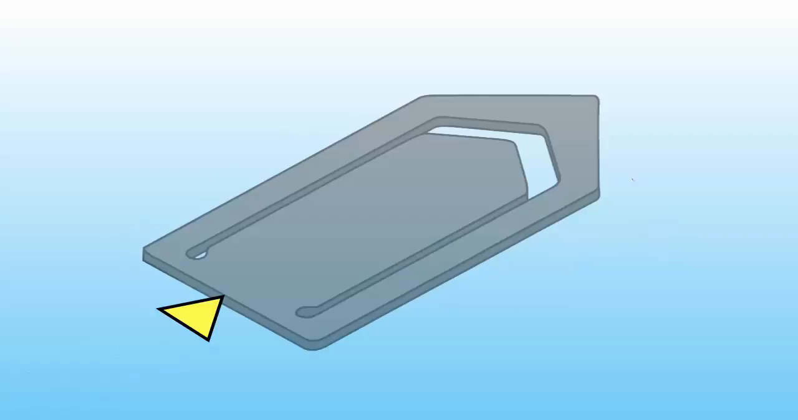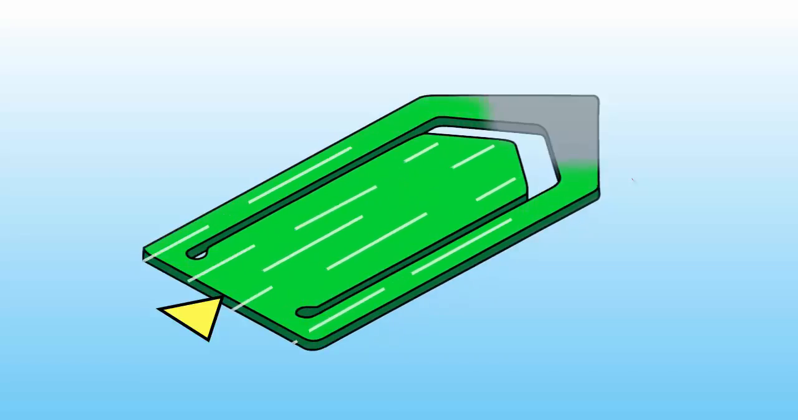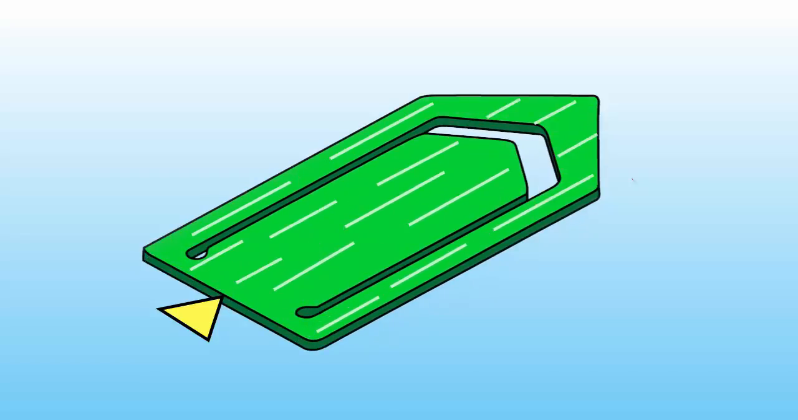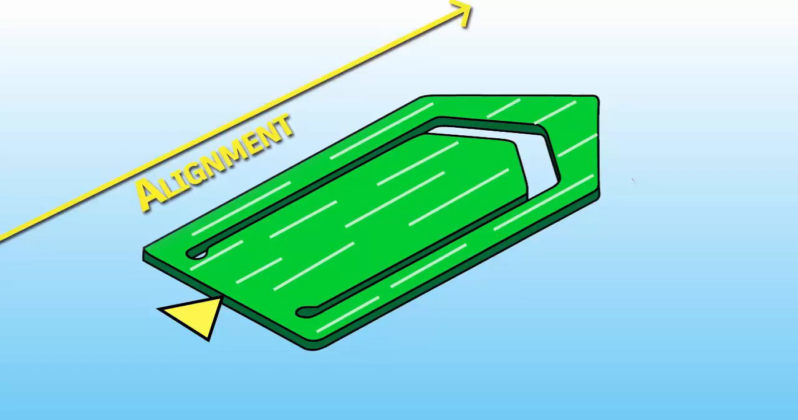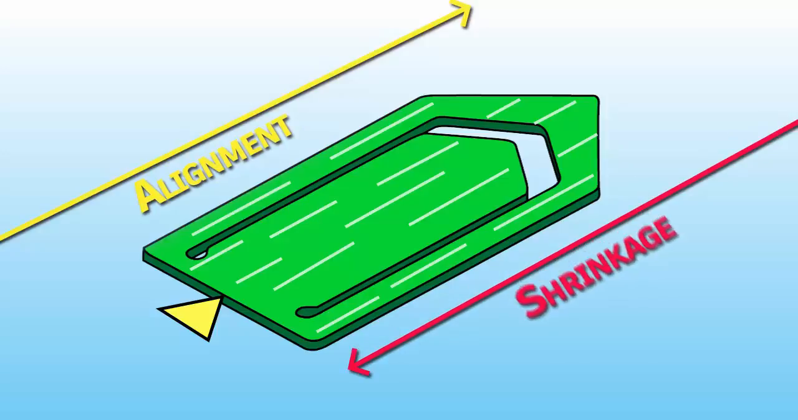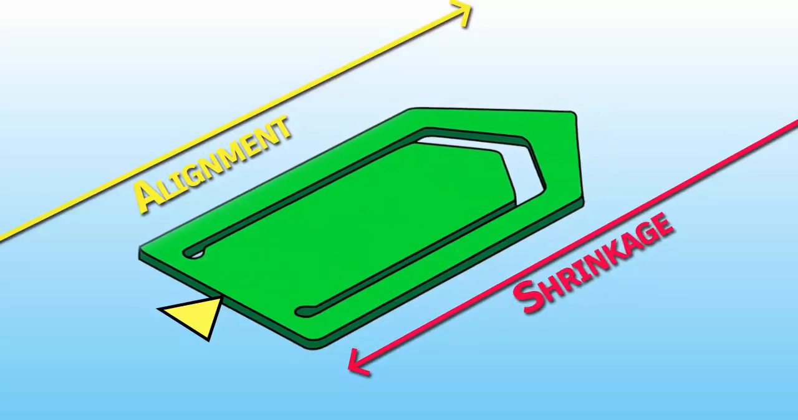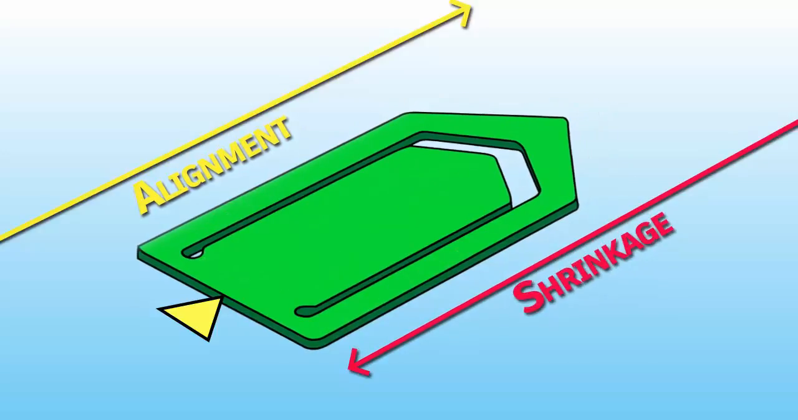Orientation effects refers to the alignment of the plastic molecules and fibrous fillers within the material. As the paperclip fills, the molecules within the material align themselves. The material shrinks both parallel and perpendicular to the alignment. How much the paperclip shrinks in each direction depends on the material and the overall molecular alignment.